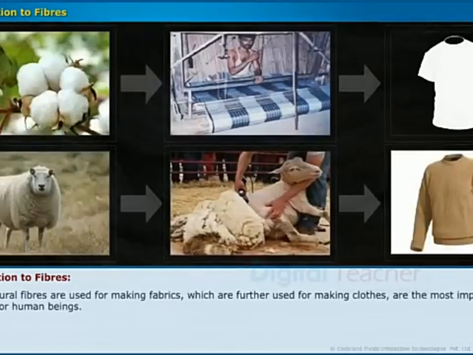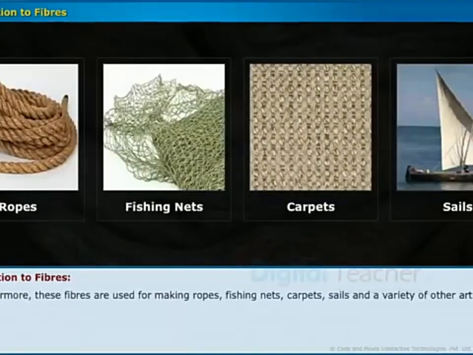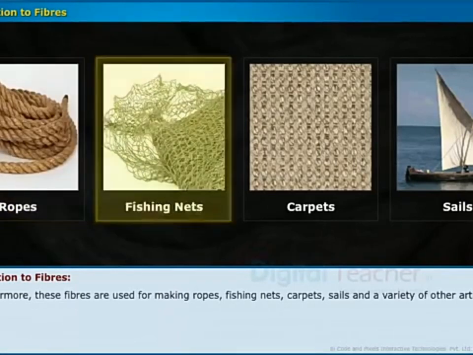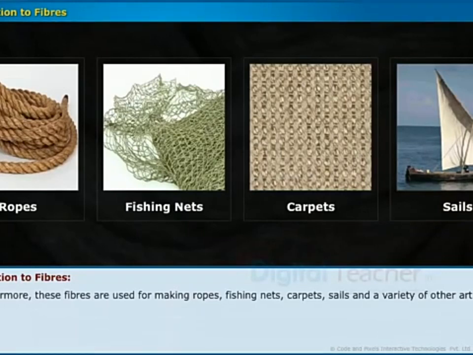All natural fibers are used for making fabrics, which are further used for making clothes, one of the most important needs for human beings. Natural fibers also protect human beings from extreme temperature and climate change. Furthermore, these fibers are used for making ropes, fishing nets, carpets, sails, and a variety of other articles of daily life.